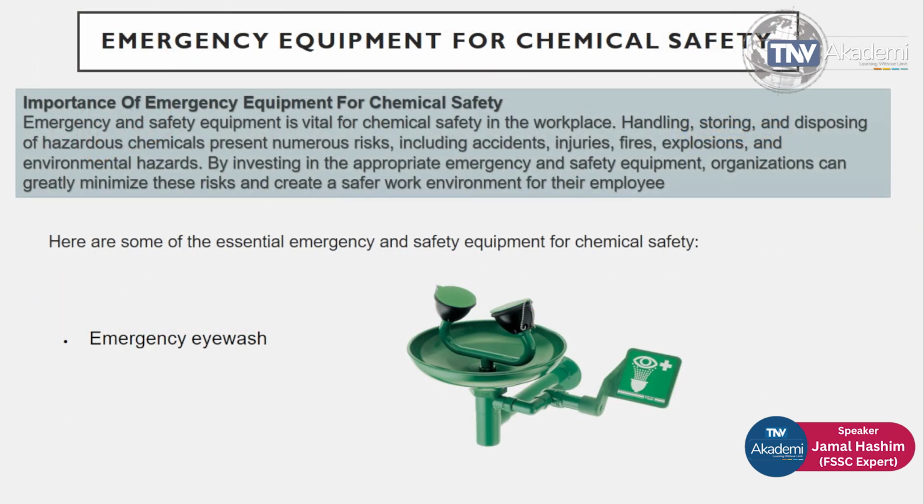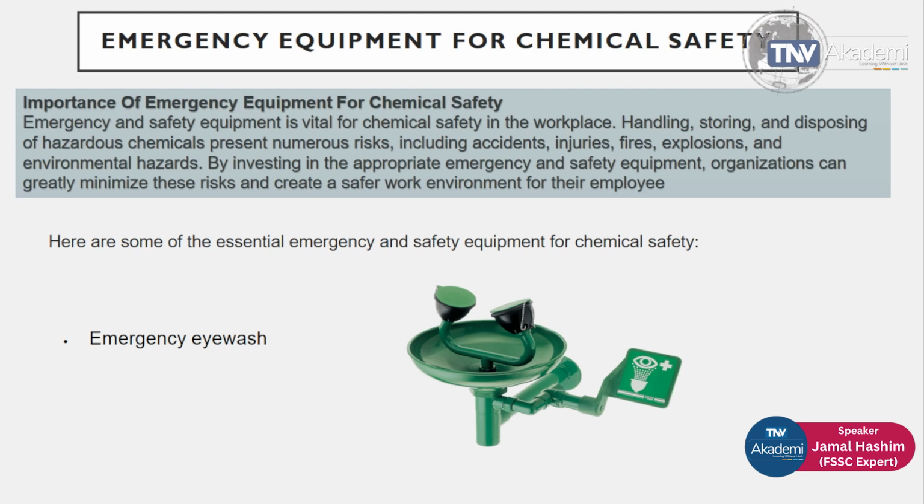So now I will discuss the emergency equipment for chemical safety. The importance of emergency equipment for chemical safety: emergency and safety equipment is vital for chemical safety in the workplace. Handling, storing and disposing of hazardous chemicals present numerous risks, including accidents, injuries, fire, explosion and environmental hazards. By investing in the appropriate emergency and safety equipment, organizations can greatly minimize these risks and create a safer work environment for their employees.